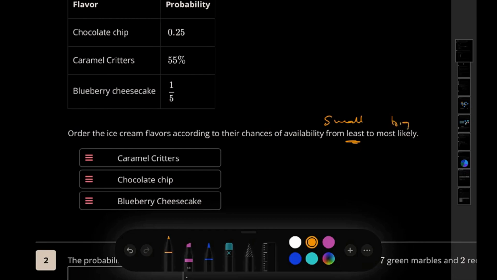And you kind of just drag these around. So I think decimals is the easiest one. To change a percent to a decimal, you just move it over. So this would be 0.55, 0.25. And then this one you can just say multiply by 20. So you get 20 over 100, which gives you 0.20. So the smallest one would be the blueberry, and then chocolate chip, and then caramel critters.